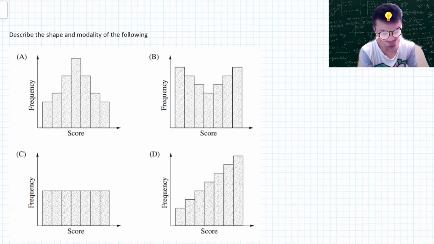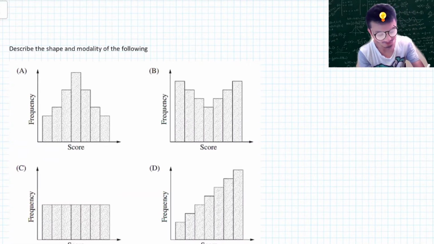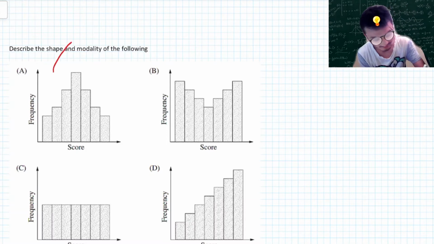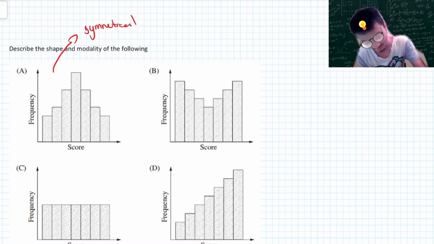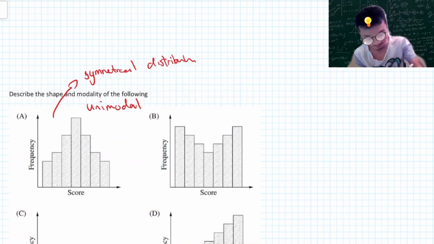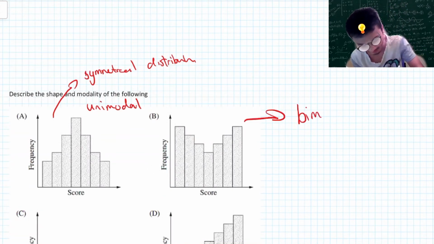Because something like this, you can see here we've got these histograms now. We don't necessarily have those distributions, but we can also describe the shape and modality of them, right? So this guy here, that resembles our normal distribution or symmetrical distribution. And there's only one kind of peak, so we say that's unimodal, right? Now for the second one, because there's two peaks, then I can say that this one's bimodal.